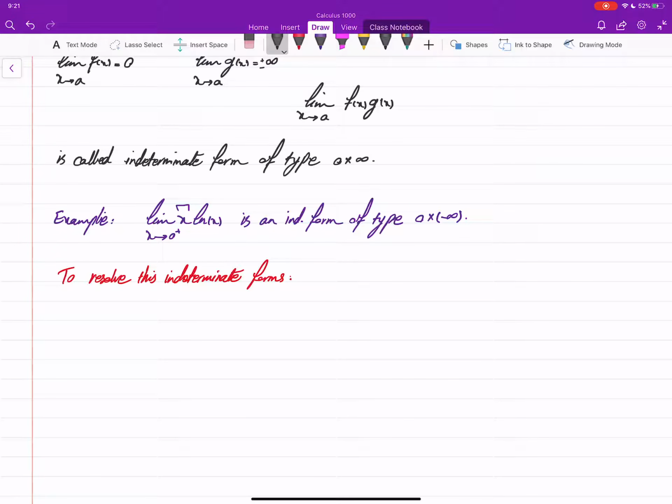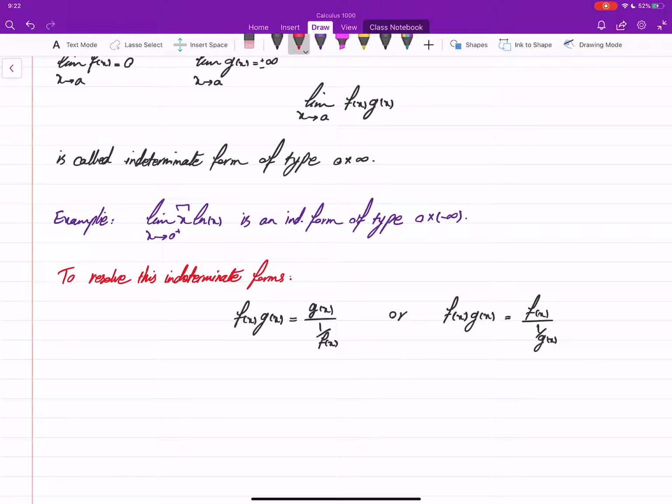what is the trick? The trick is that you can write f of x times g of x either as g of x over 1 over f of x. So 1 over 1 over f of x is f of x. Or you can write it the other way around, as f of x over 1 over g of x. And why is this important?